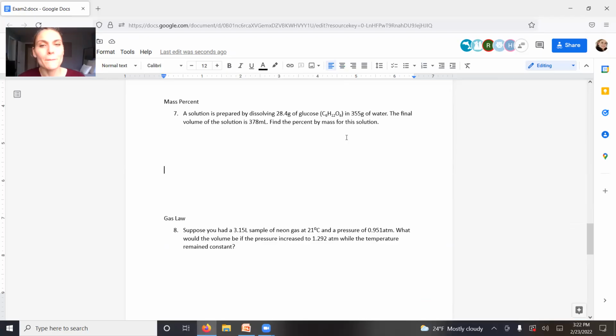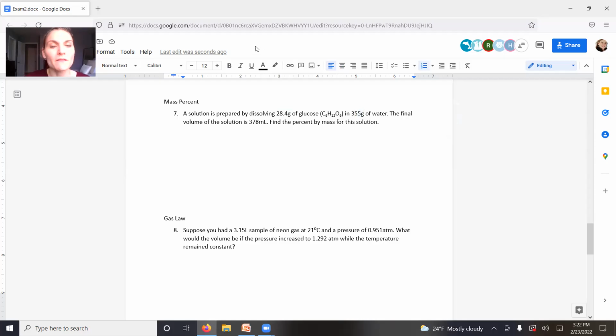Okay, if we're thinking about mass percent, we just want to know our mass percent for the solution. It tells us that a solution is prepared by dissolving 28.4 grams of glucose and 355 grams of water.